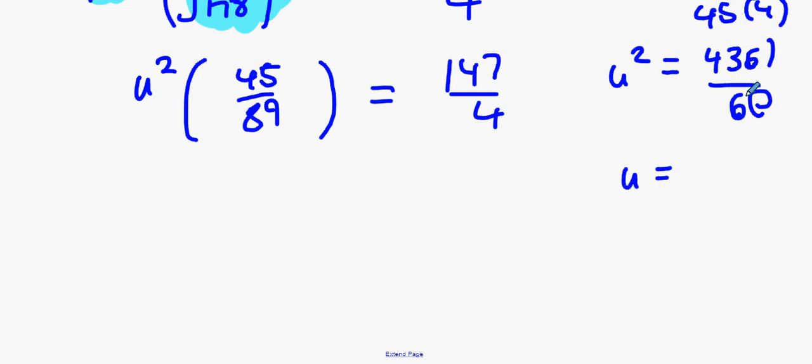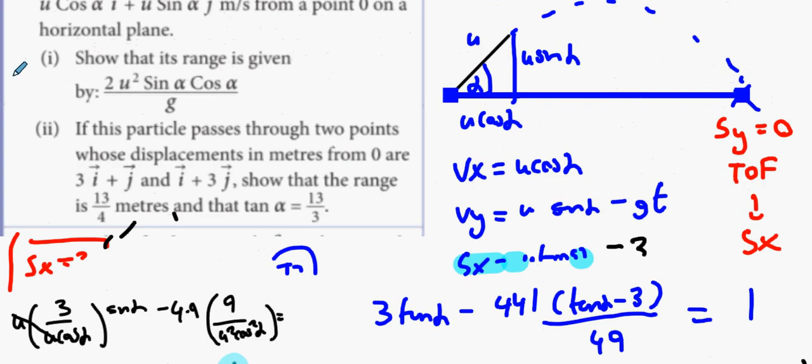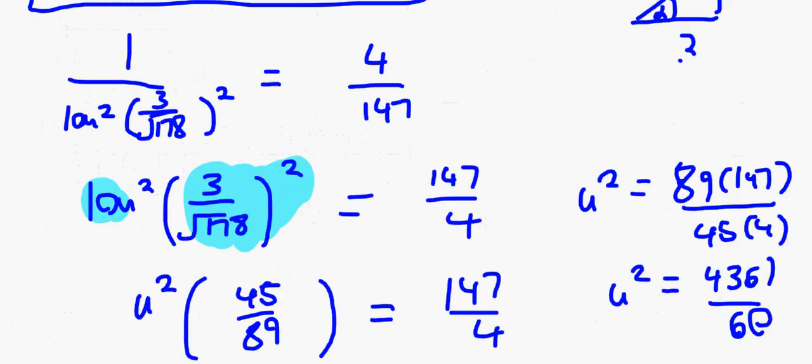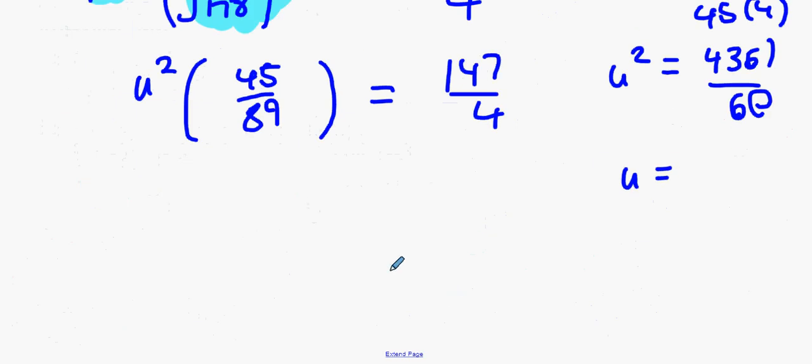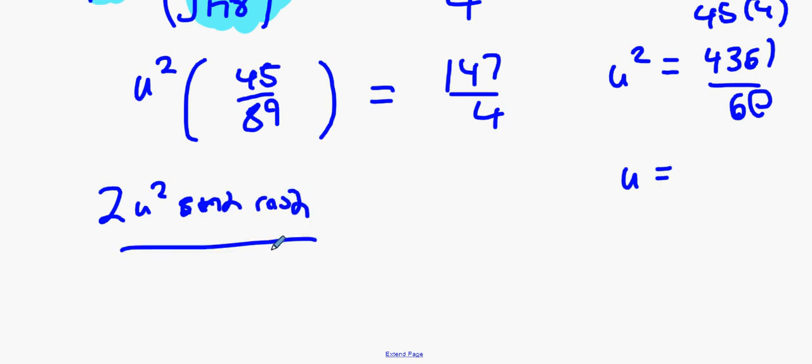Now the reason why I'm going to leave it like that is, do you remember the answer to part 1? See this here? So I can just sub in u squared directly. Okay, so what I'm going to do is keep the faith. I don't think we've done anything wrong. So it's 2u squared sine alpha cos alpha all over g, isn't it? And g is 9.8. Now, I'm hoping this from out of nowhere just turns into the answer.